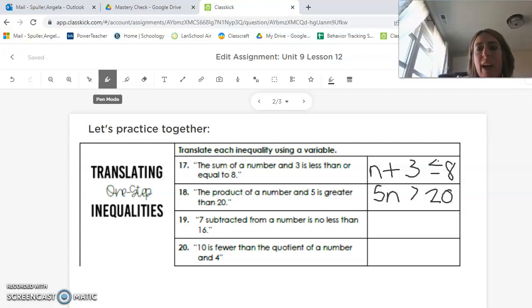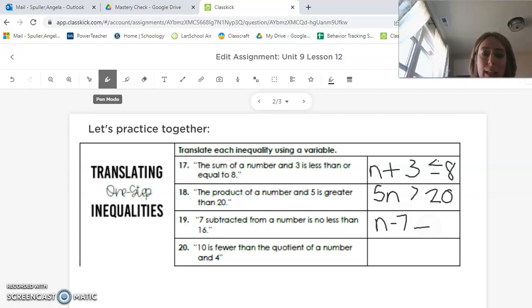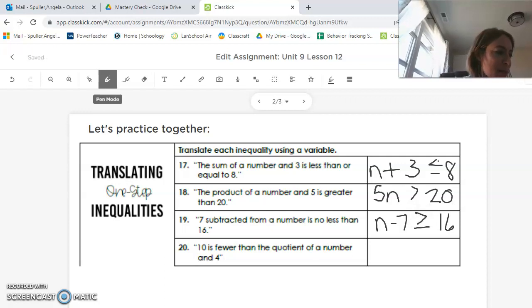7 is being subtracted from a number. So remember, number has to go first because we're taking 7 away from it. Is no less, so it can't be any less than 16, right? But it can be greater. So it can be greater than or equal to 16.